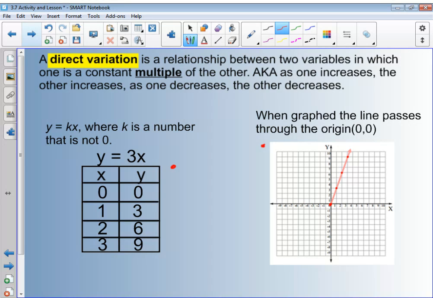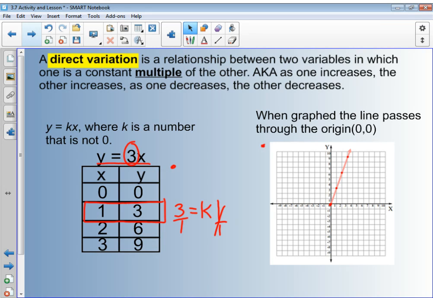And you'll notice here that in our equation, we were able to set it up and solve for k. For example, if we wanted to solve for k on this one, we would substitute in 3 where our y is. So 3 equals k times, and we know that x is 1. Then we solve for k, dividing by 1, and we find out that k is 3. So those are some things that we'll be working with in this lesson, identifying direct variations from a table, as well as from a graph and an equation.